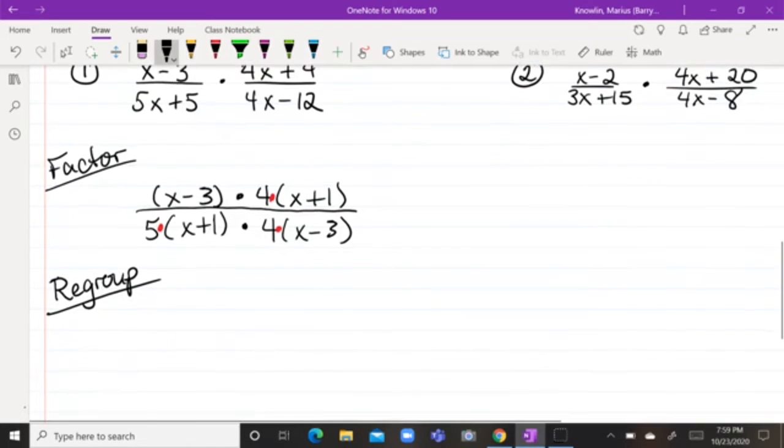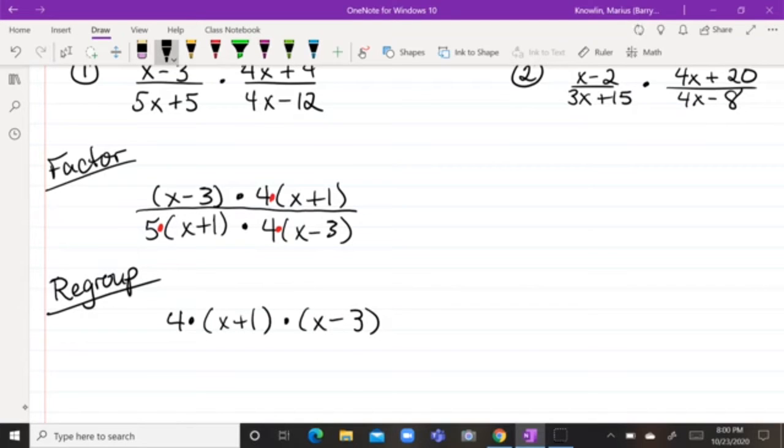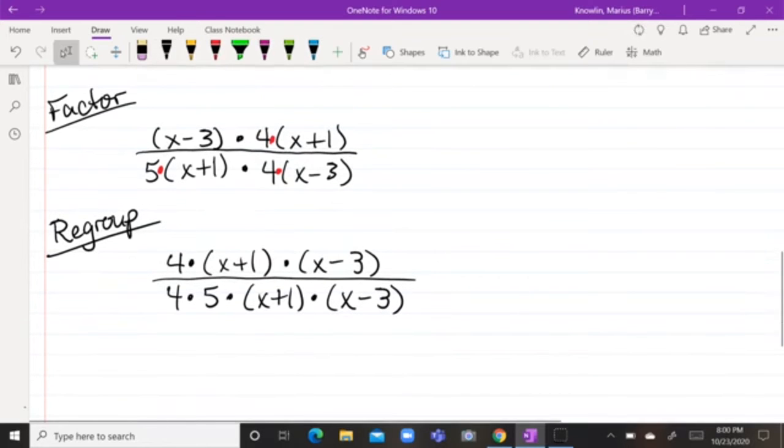Now when we regroup, I'm just going to reorder it, and we're going to put our constant terms out in front and then order the factors based on the number that's on the inside. So this would be 4 times x plus 1 times x minus 3, all of that divided by, put the 4 out in front, times 5 times x plus 1 times x minus 3. Count for everybody, and then now we can just go ahead and simplify.